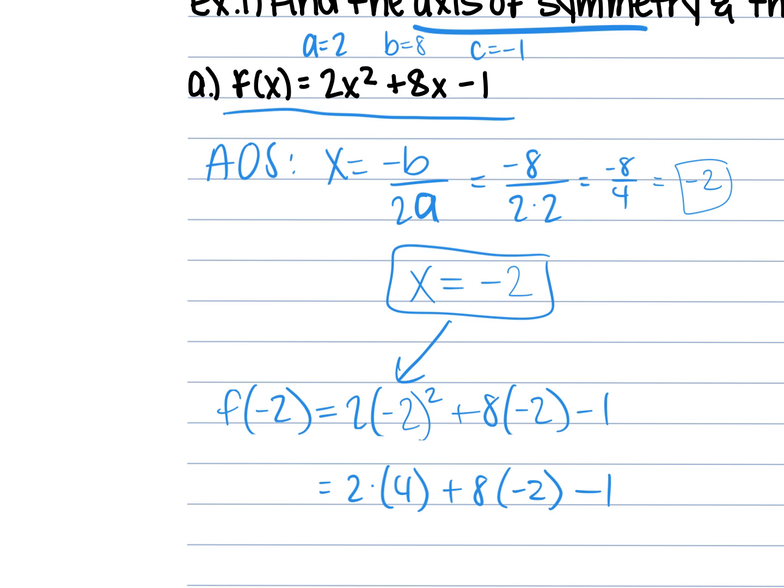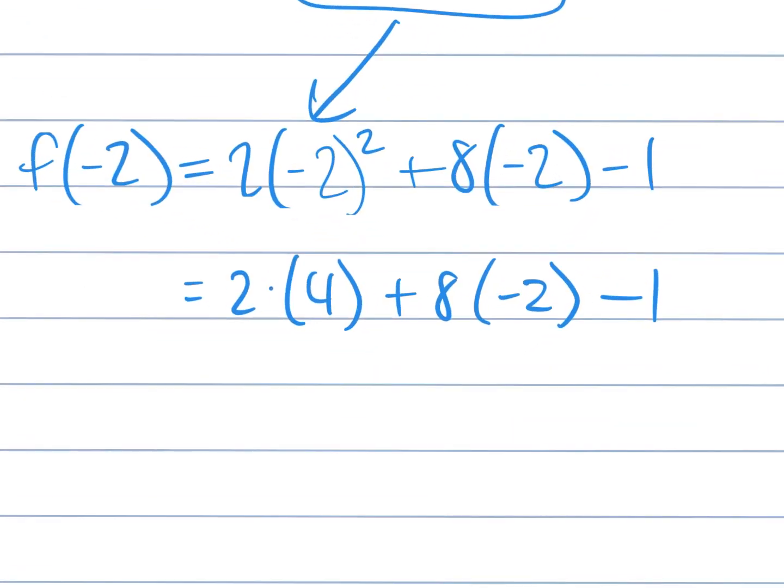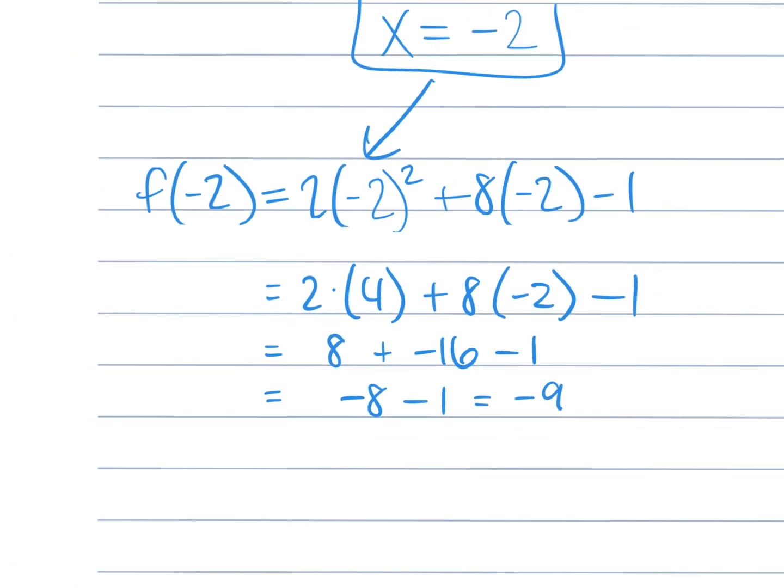Okay? You guys with me? All right, what comes next? 2 times 4, which is 8. What else? Plus 8 times negative 2. What is 8 times negative 2? Negative 16, and then I still have a minus 1. So what do I do now? Combine the like terms. Very good. What's 8 minus 16? Negative 8. And what's negative 8 minus 1? Negative 9.